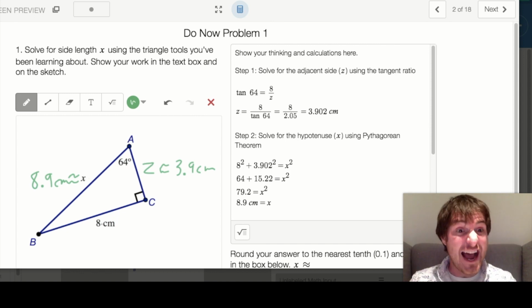It's because we knew what the opposite side was. If you know the 64 degrees here, then tangent of 64 degrees equals opposite over adjacent, so you can solve for the adjacent. And once you have both the opposite and adjacent, you can get the hypotenuse by using the Pythagorean theorem, a squared plus b squared equals c squared. So that's what we did on do now number 1.